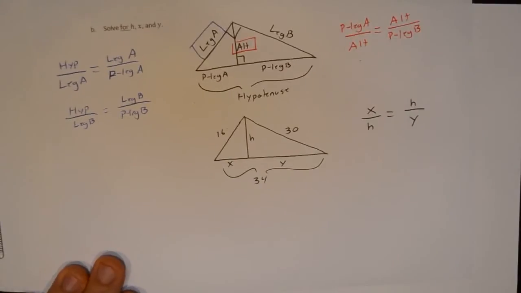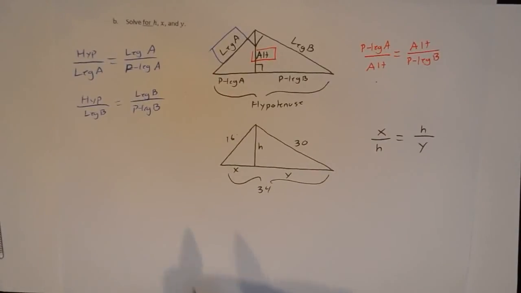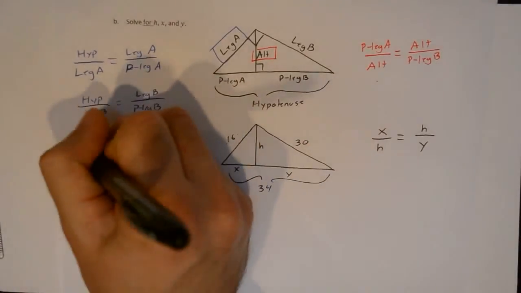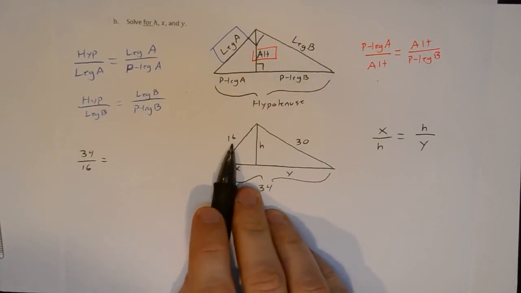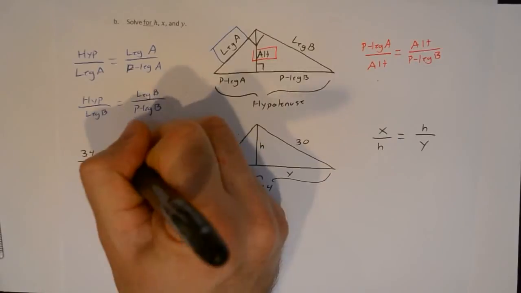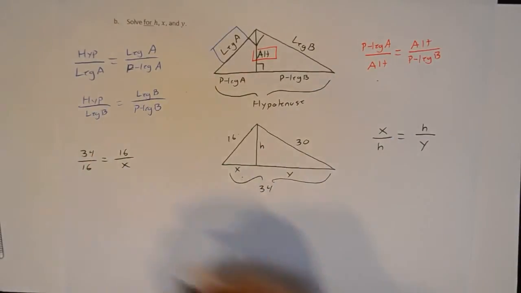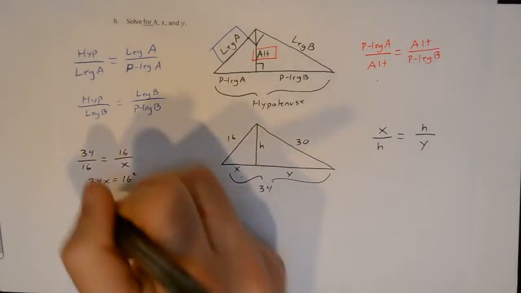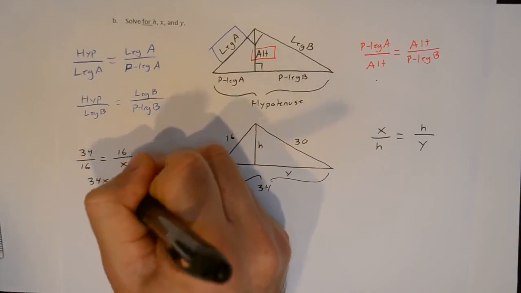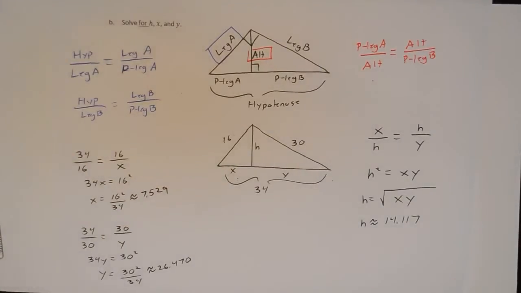So starting with leg A, we could write, let's see, hypotenuse over leg A, that would be 34 over 16, equals leg A, 16 over P leg A, 16 over x. That means that 34x equals 16 squared, and x is equal to 16 squared. And when I plug that into my calculator, I get h is about 14.117.